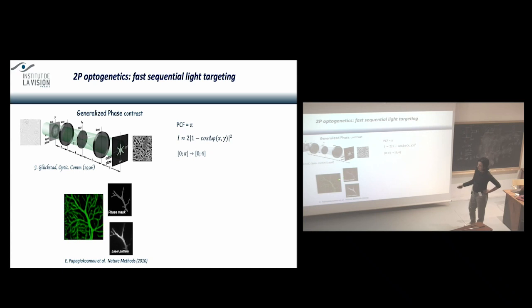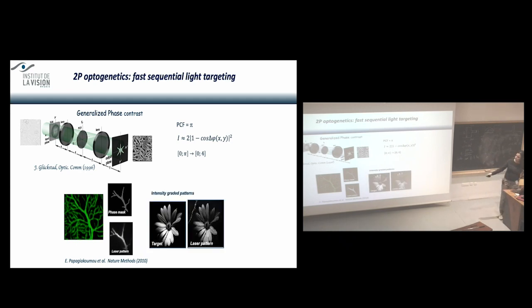This is now your phase pattern. So this is not anymore this complex hologram. It's really a binary conversion of this intensity into a phase shift, and this is what you get at the sample plane. So very precise light distribution, and you can also play with the phase level to generate also a graded intensity distribution.